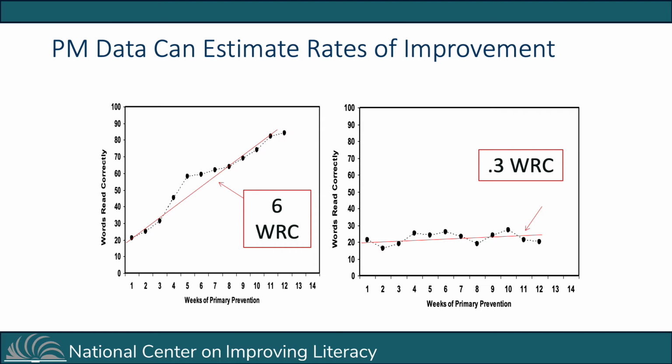However, a visual inspection of the data points is not sufficient to tell us if the student is making adequate progress. To be sure, we can quantify a rate of improvement. With this rate of improvement, we can compare the student's growth rate to his or her peers or to a local or national norm. We can see the one on the left is improving 6 words read correctly. The one on the right is at 0.3 words read correctly.